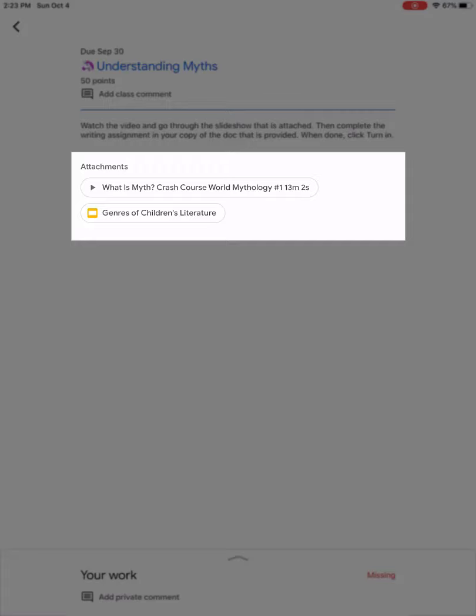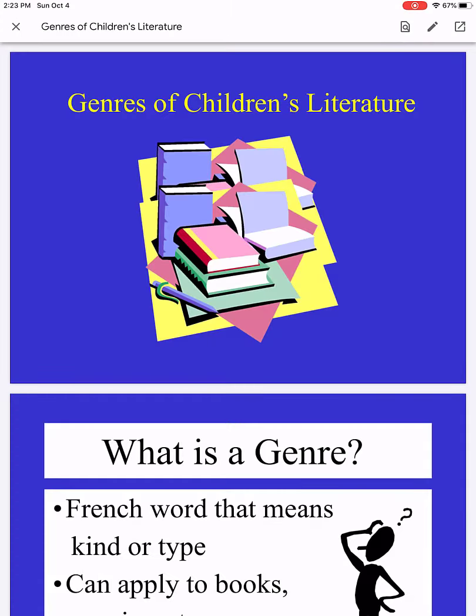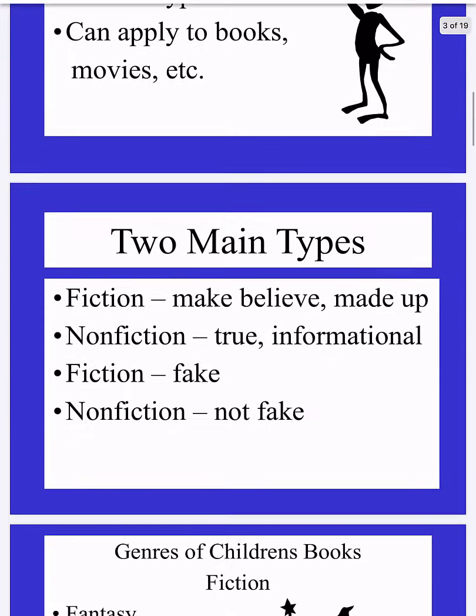We see all the same items at the top that we did with our question, but now we see some attachments. These are items that are view only for students. At the top we have a video that students are to watch, and then also a slideshow that students need to go through and read.